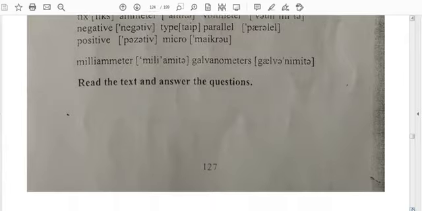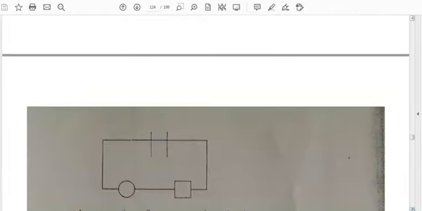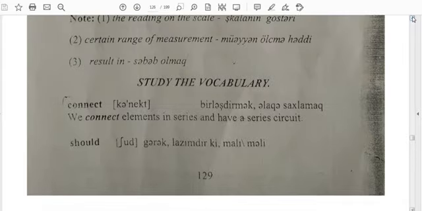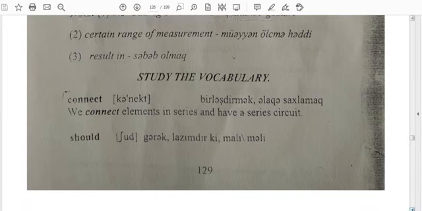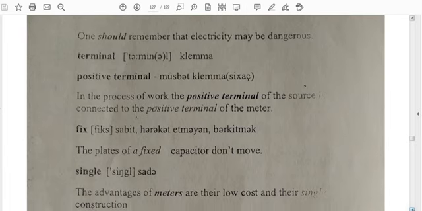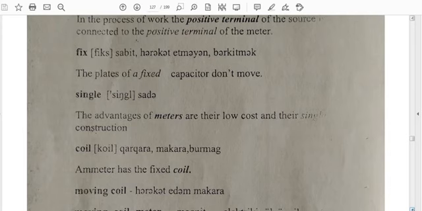Here we have a text, but before reading our text, I want to introduce our vocabulary. Connect. Should. Terminal. Positive terminal. Fix.